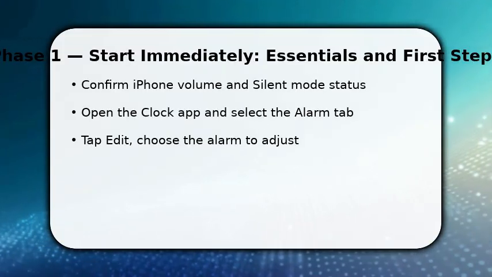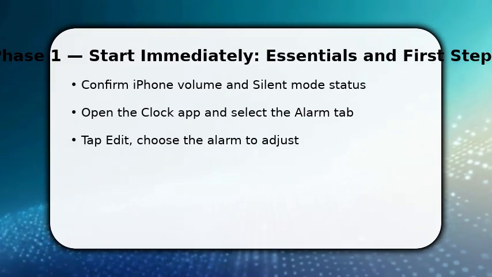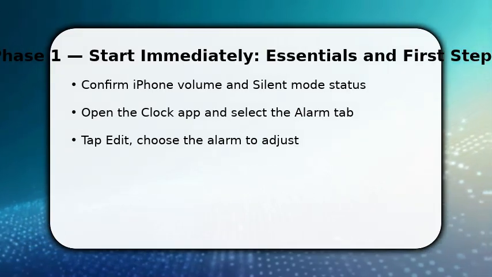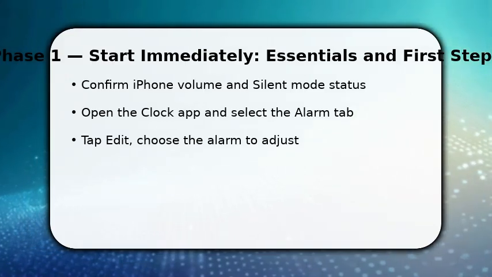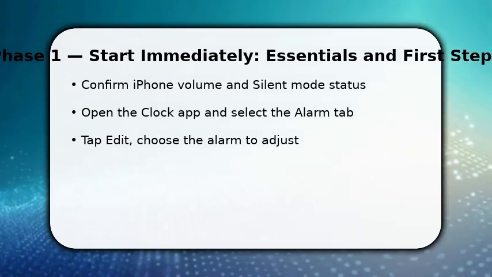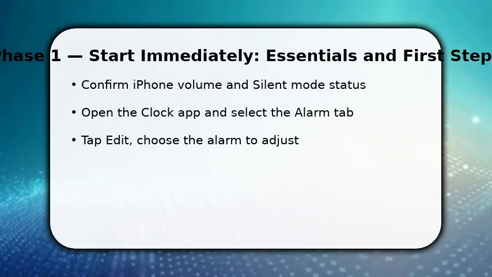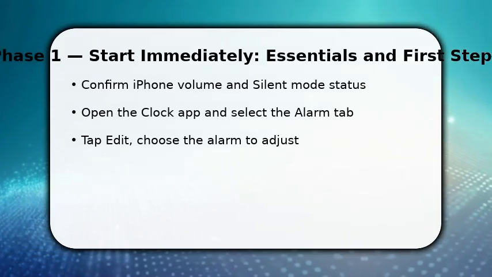You start by checking basics. Make sure your iPhone's volume is up and silent mode is off. Otherwise, the alarm may be quiet. Once done, open Clock and tap Alarm to see your list. Next, hit Edit in the top left and select the specific alarm you want to change.